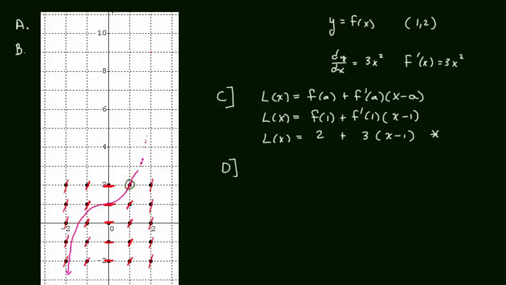So now we're going to look at part D, where it says approximate the value of the function at 2. So f of 2 is what we desire, and we're going to approximate it with the linear approximation at 2, and then I'll plug that into my line tangent equation. 2 plus 3 times 2 minus 1, so that's 2 plus 3 equals 5.